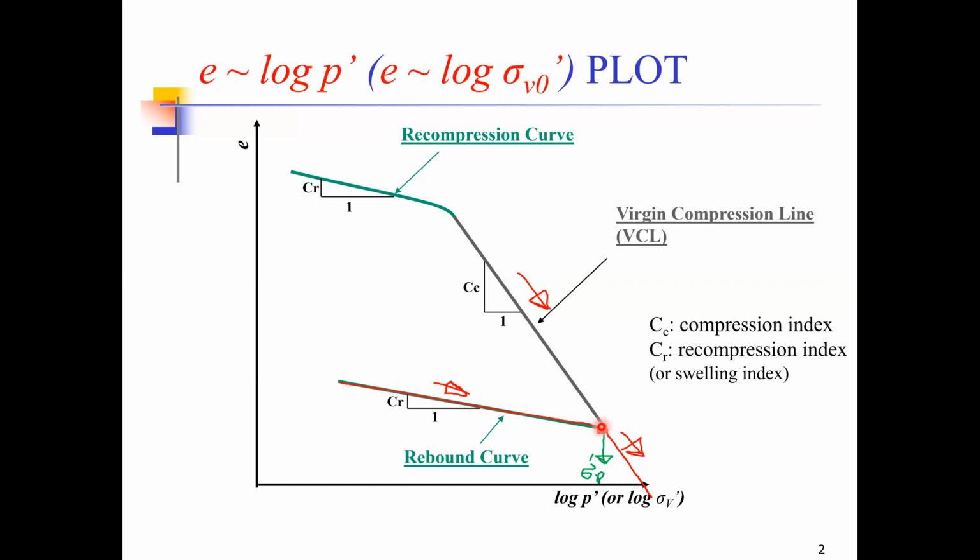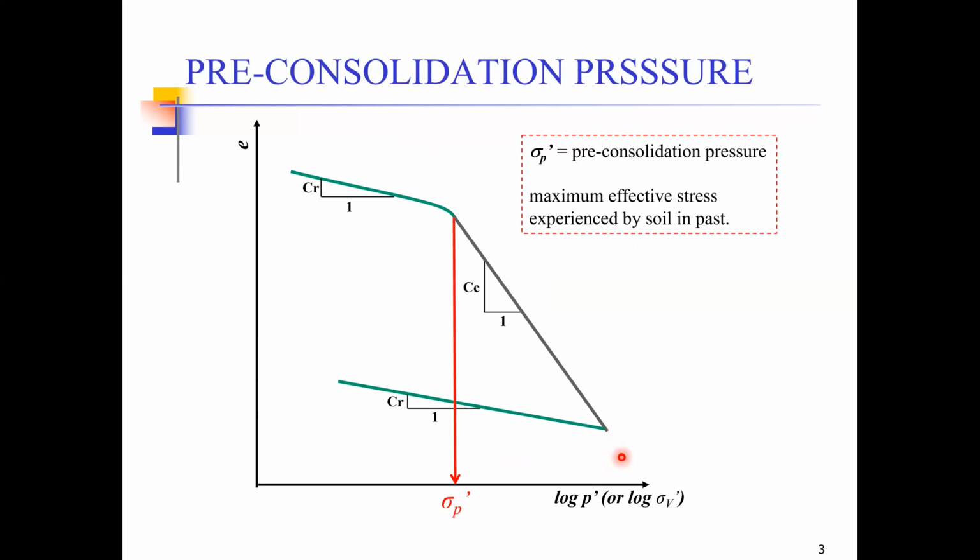However, if your load exceeds this point, the soil starts behaving like a normally consolidated soil. That is the first time this much load has been applied on the soil. So this is all that we discussed last time. In the same way, we discussed the definition of pre-consolidation pressure, which is the maximum effective stress that has ever been experienced by the soil in its past. That is shown by a kink in this e-log p graph.